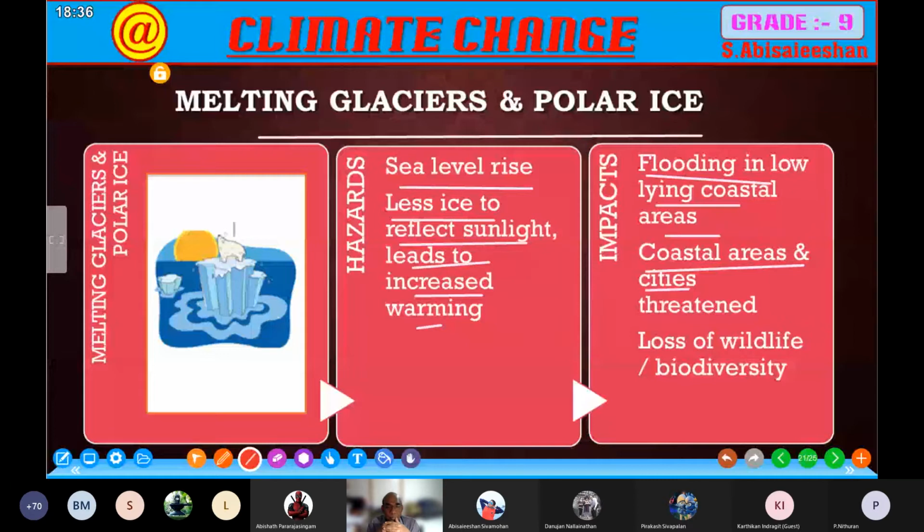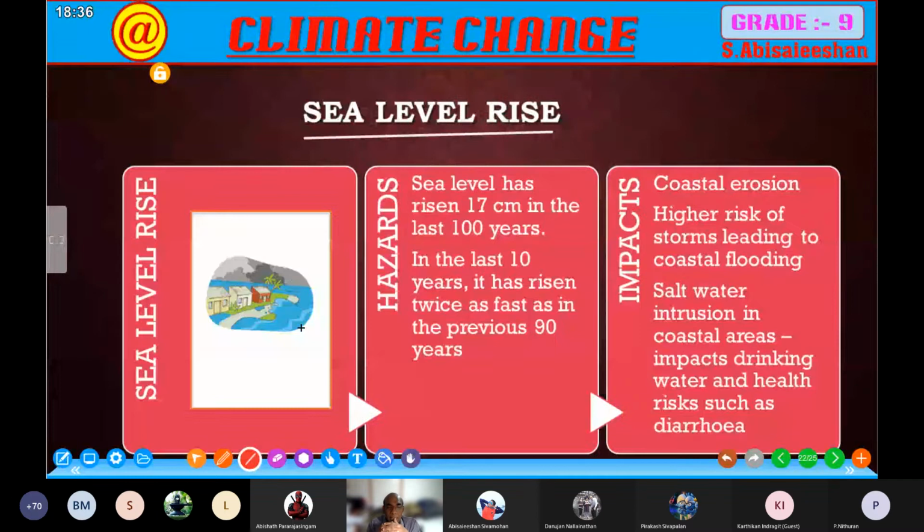Sea level rise. You can see the pictures here. Hazard: sea level has risen 17 centimeters in the last 100 years. In the last 10 years, it has risen twice as fast as in the previous 90 years. Impacts: coastal erosion, higher risk of storms leading to coastal flooding, salt water intruding into fresh water areas, impacts on drinking water, and health risks such as diarrhea.